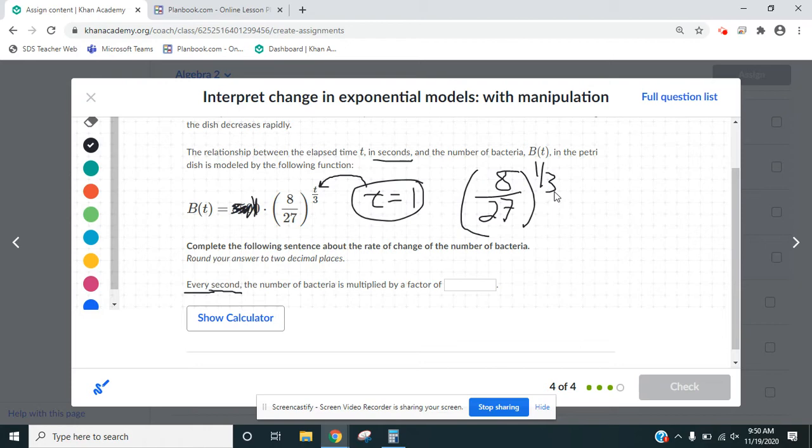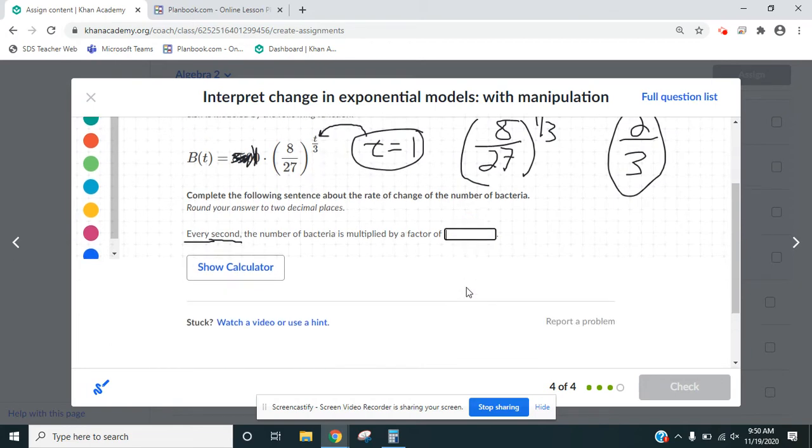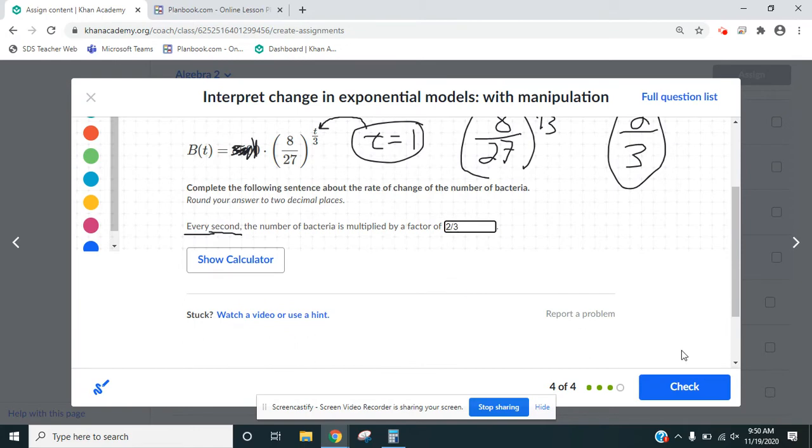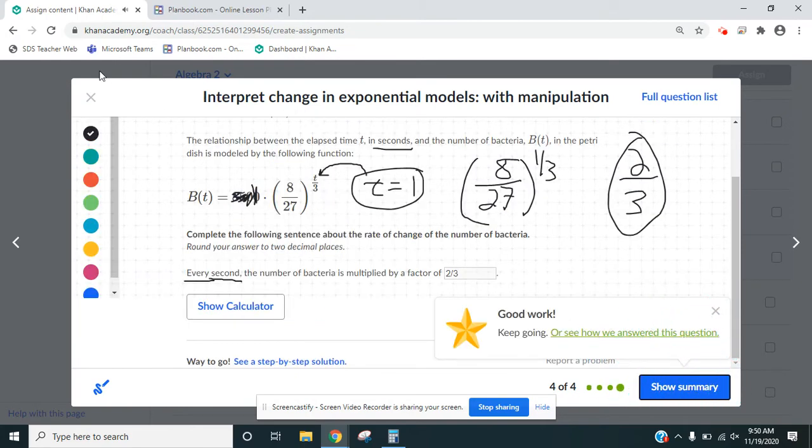Try again. The cube root is what we're doing because it's 1/3. Who remembers what the cube root of 8 is? 2. What's the cube root of 27? 3. Awesome, right? You can just use a calculator too if you're stuck on that sort of thing. But it said every second. We can just plug it in. We don't have to change the units on this one. That's the difference there, all right? Let's do one more of these.